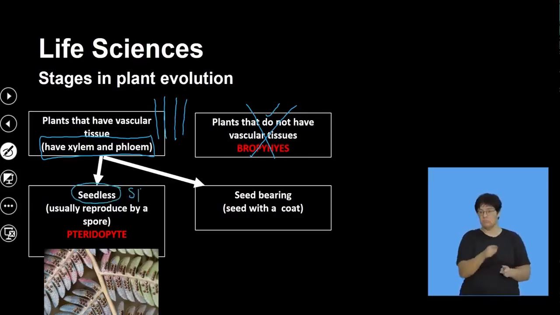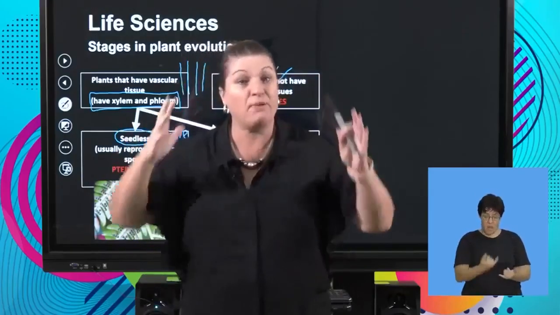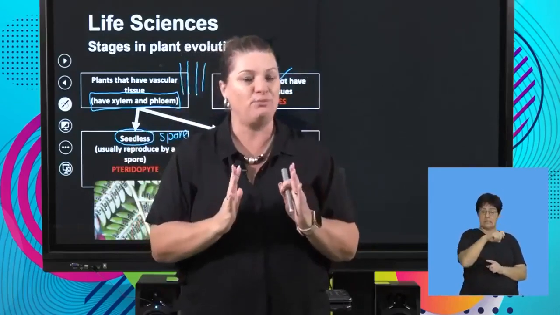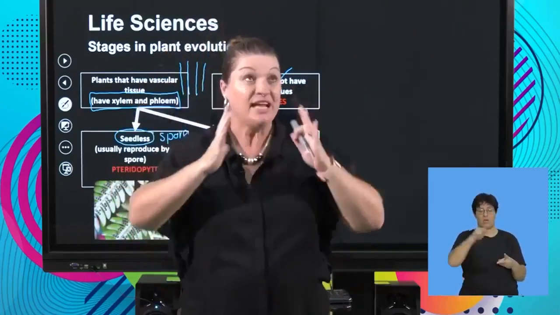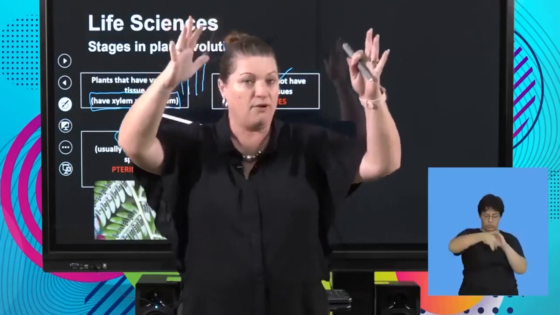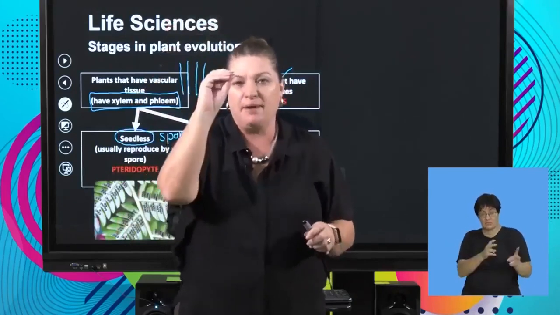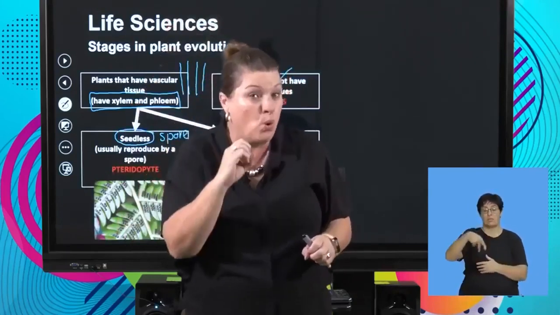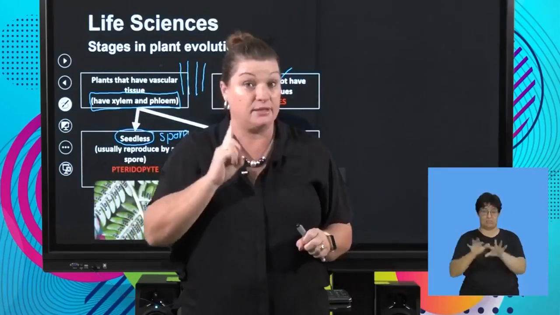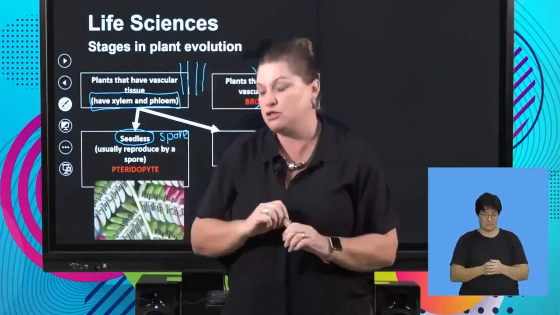They make a spore. Now, a seed is quite a special thing, and that's only going to come a little bit later. So we're going to look at a plant that has xylem and phloem, so it can get bigger, the leaves can get bigger. It has stems. It has roots. But when it reproduces, it reproduces by a spore and not a seed. There's a difference between a spore and a seed.